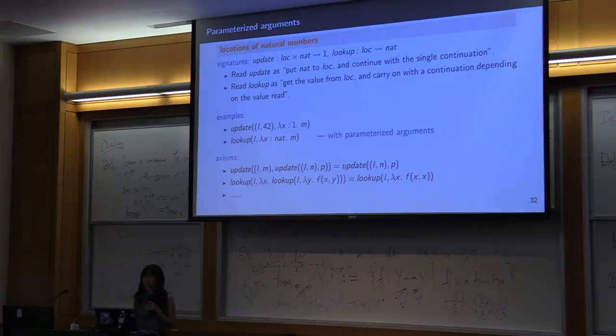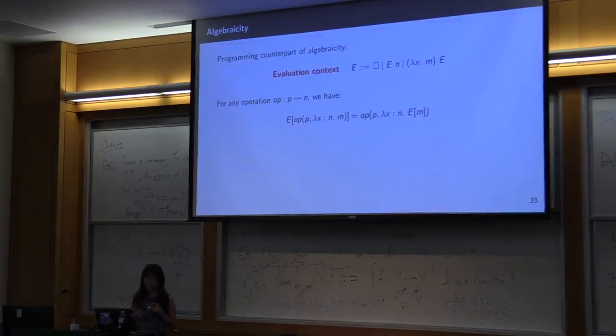But as you can see, we can still write axioms in this form. It's really just a different form to write those operations. And now you might wonder, we have changed the form of operations, should we change the definition of algebraicity? If you still remember, previously we defined algebraicity in the sense that the operations commute with the evaluation context. So we can always push the evaluation context into those computation arguments.